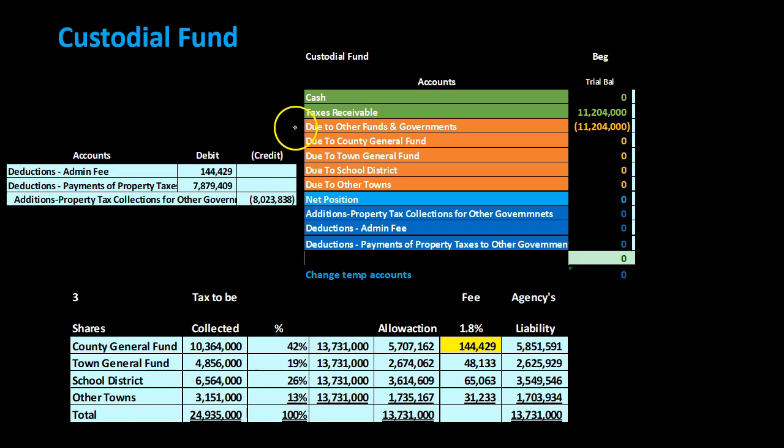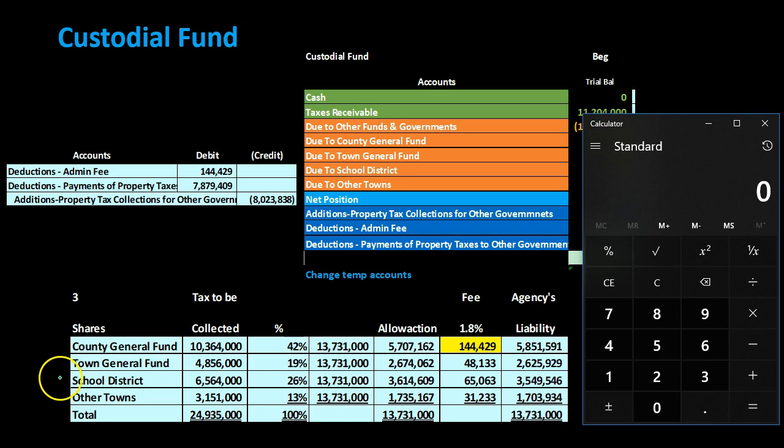Because you'll note as we've recorded this information, when we had the recording that would be similar to basically invoicing, we increased the receivable, but we didn't record any kind of revenue down below. We recorded that it's going to be due from others. In other words, we record the liability that it's going to go to. Now we want to record the activity, so we have it in basically the temporary accounts down below. The way we're going to do that is simply record the deductions for the admin fees. That's going to be the $144,429. The deductions for the payment of the property taxes, that's going to be the $7,879,409. And that's going to be related to the town, the school, and the others.